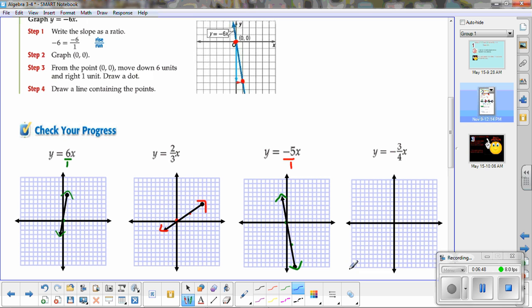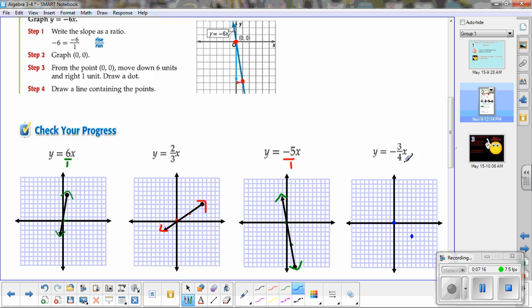All right, last one, plot 0, 0, because all of these are going to go through 0, 0. And then this time it's a negative 3/4. Since it's a negative slope, you're going to go in a negative direction just one time. I always do it right away. So I'm going to go down 3 and then to the right 4. Down 3 and to the right 4.